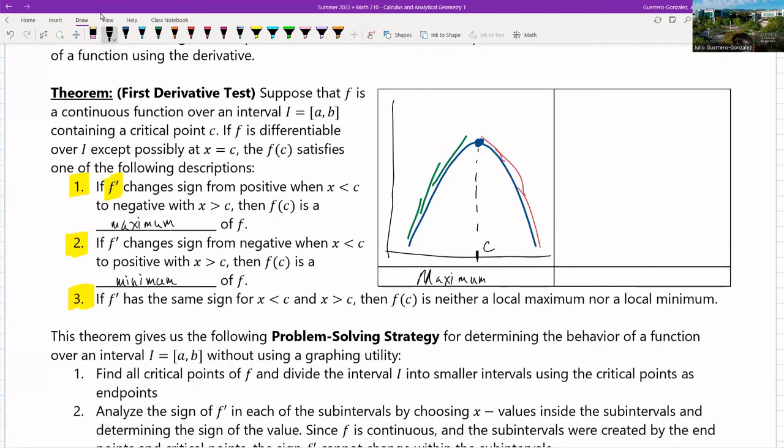And likewise, if we do the minimum, there's an X, there's a Y.